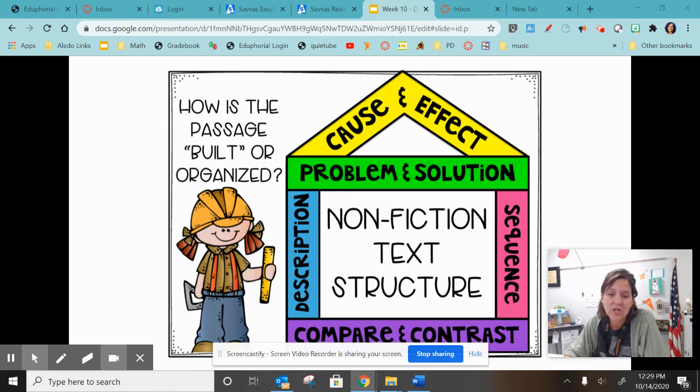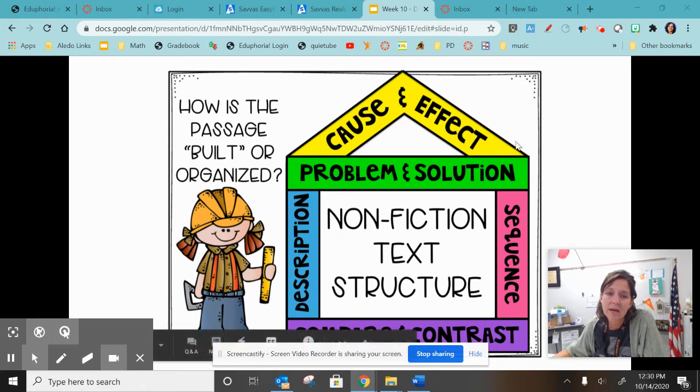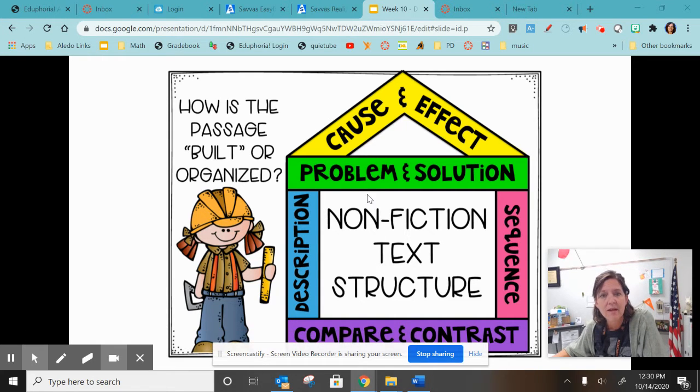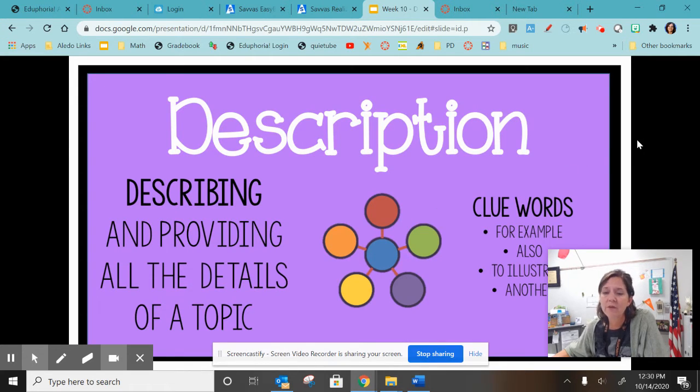And all nonfiction has a structure. And that's why you see right here a picture of a house, because when we think of houses, we think of buildings. And so this is how your nonfiction is built. So one way your nonfiction can be built is with a description.